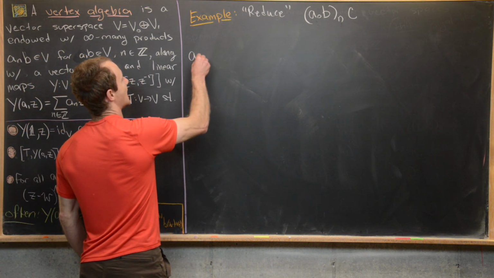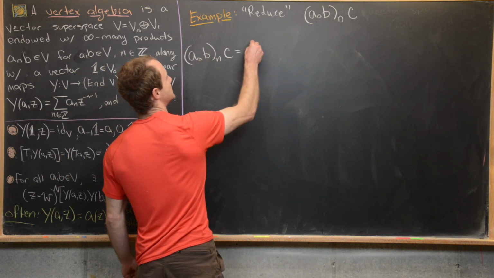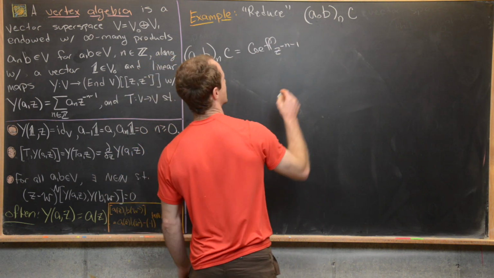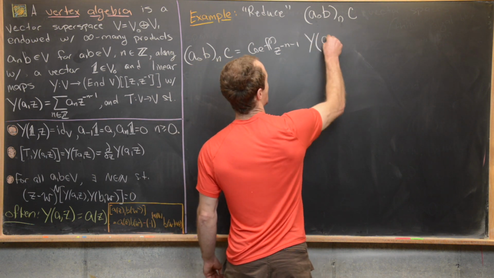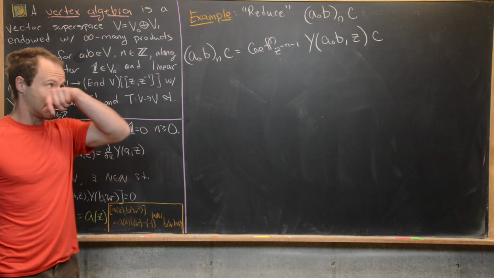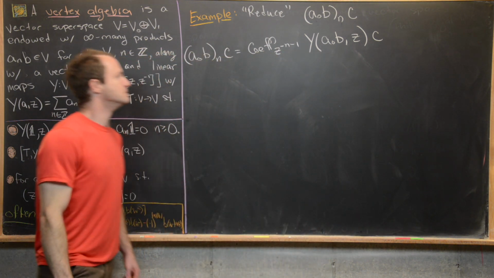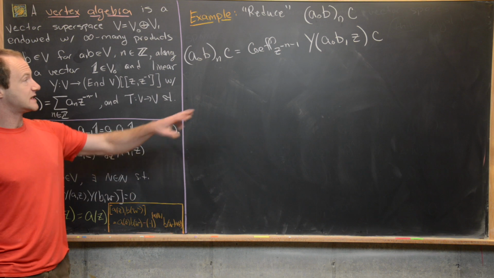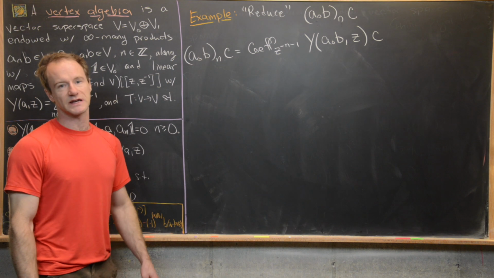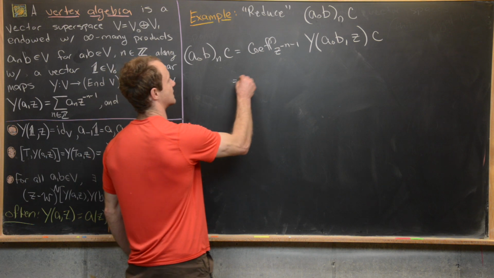So I want to point out that A sub 0 B in C, that's going to be the coefficient of z to the minus n minus 1 of the vertex operator Y(A_0 B, z), and then evaluated at C like that, just by the definition of the vertex operator, which we have over here. Okay, good. But now what we can do is use the definition that we had on the last board for this 0th multiplication composed inside the vertex operator. And that's going to give us something like this.